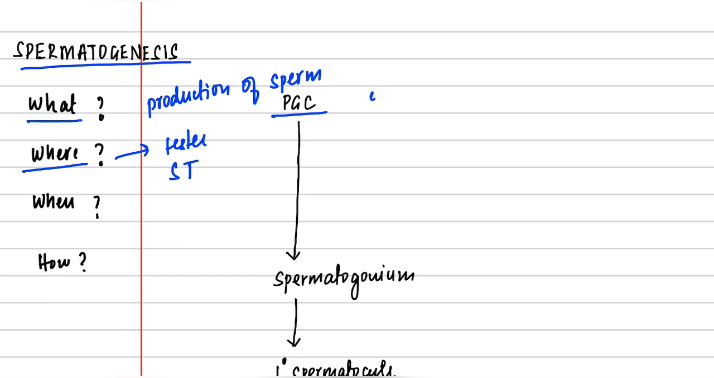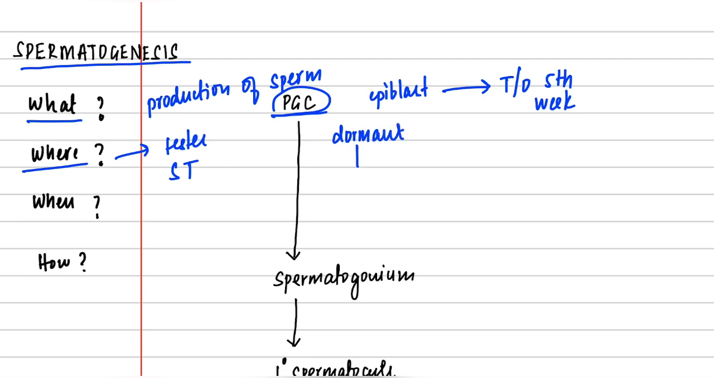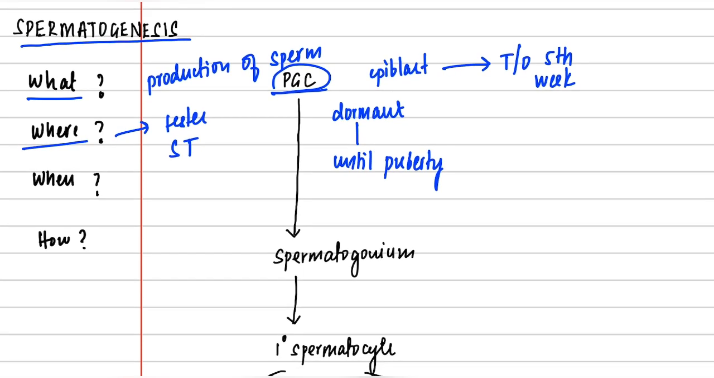It is formed from the epiblast and it is transported to the testis or the ovary by the 5th week. So all this process occurs after the 5th week. The main difference of spermatogenesis lies in the first stage itself, where the primordial germ cell stays dormant until puberty. Then after puberty it gets converted into spermatogonium.